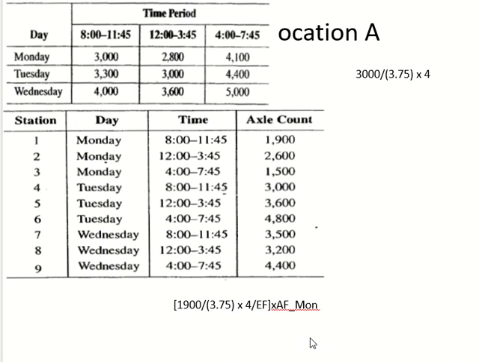And again, this will be done for all values. Even for the control, because even the control is number of axles, so even the control has to be converted to number of vehicles.